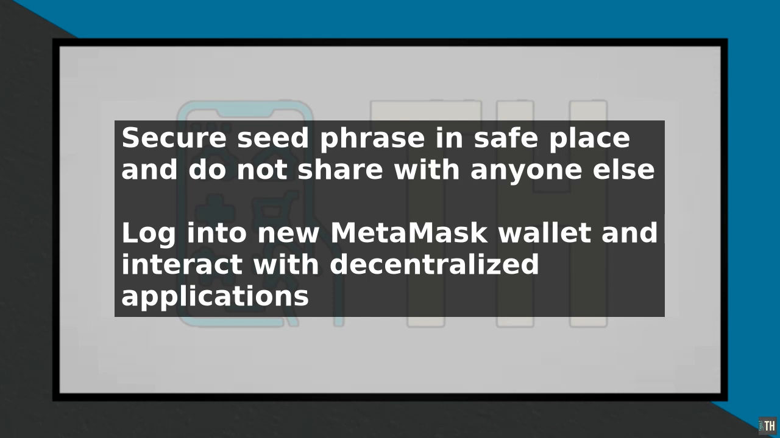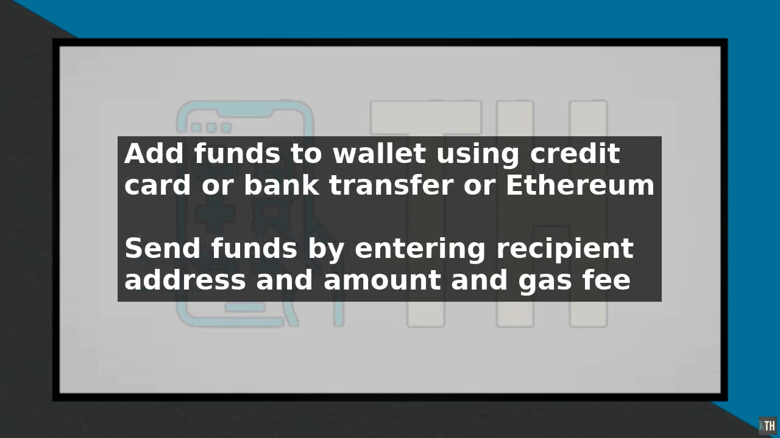To send funds, click on the Send button and enter the recipient's wallet address, the amount you want to send, and a gas fee to cover the transaction costs. To receive funds, share your wallet address with the sender, and the funds will be added to your wallet once the transaction is confirmed. Remember to always keep your wallet and seed phrase secure, and to only use reputable sources to add funds to your wallet.